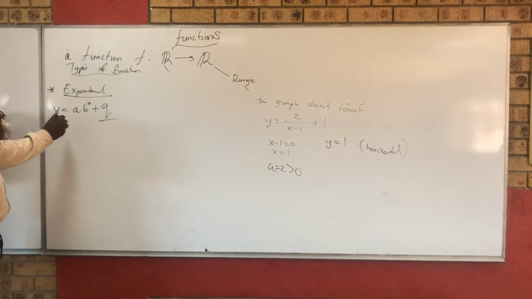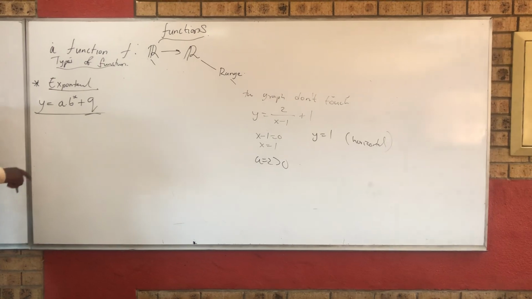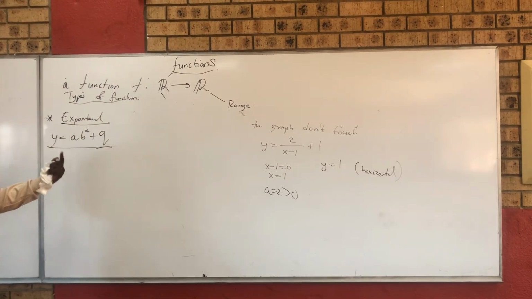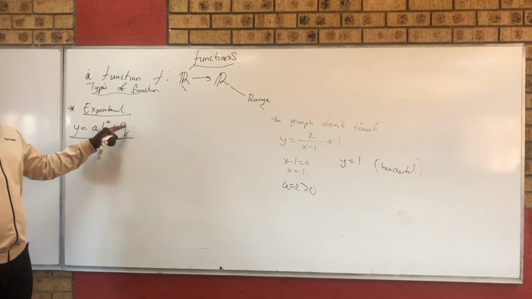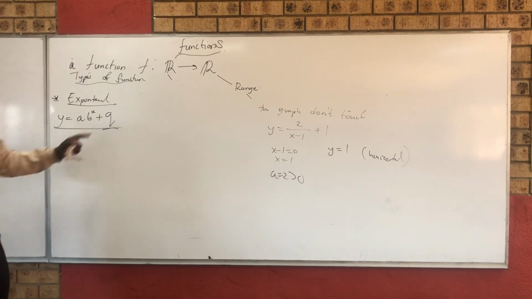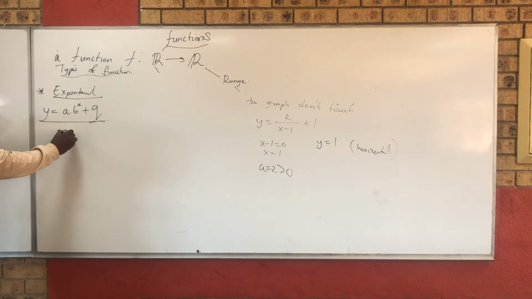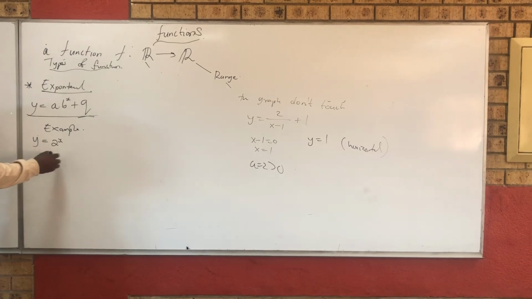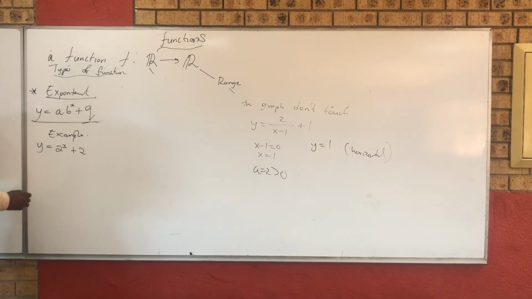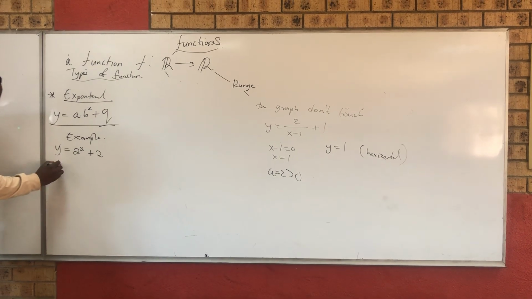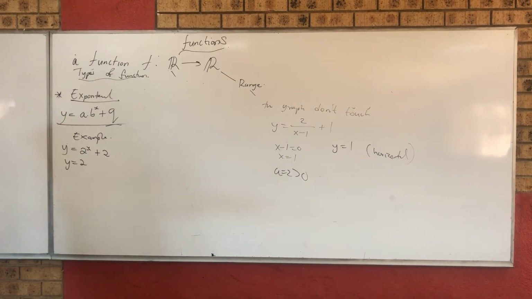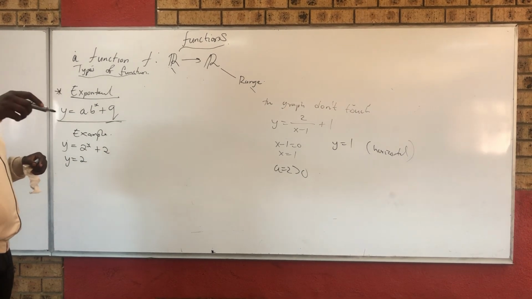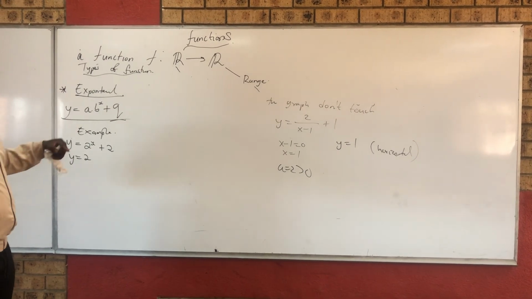So as long as you are given the equation of an exponential function like this, you know that the graph won't touch where you see q. For example, if you have something like 2^x plus 2, your horizontal asymptote is going to be y equals 2. Your graph is not going to touch where y equals 2.